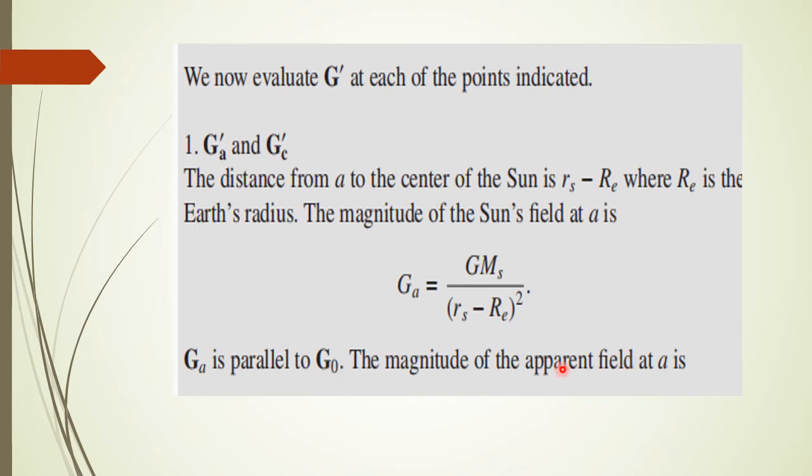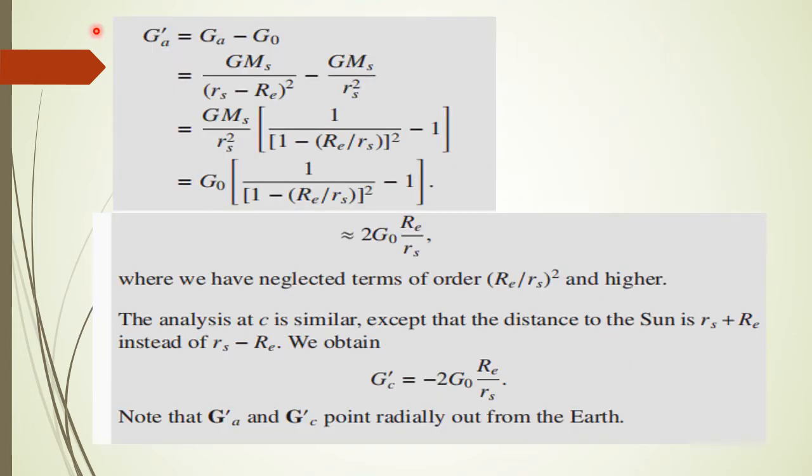So we are going to find out the magnitude of the apparent field at A. G dash A is equal to Ga minus Go. So what is Ga? The field at A is GMs by (Rs minus Re) whole square, minus GMs by Rs square. We take GMs by Rs square outside, and inside the bracket it will be 1 by this term.